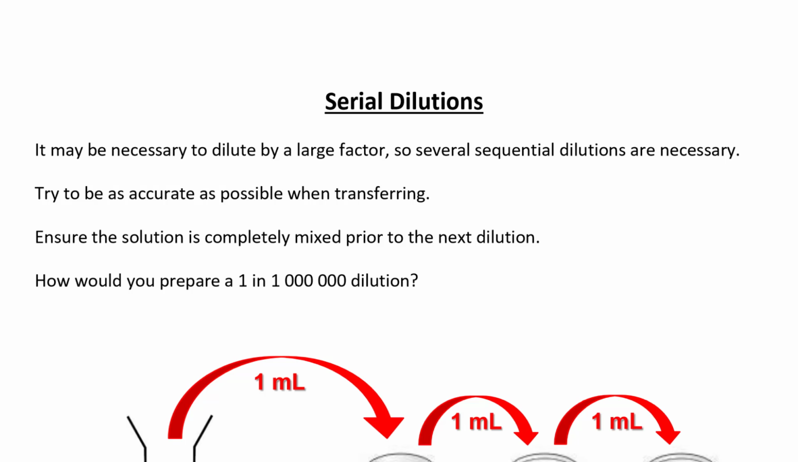So at the end of last lecture, I spoke about doing a 1 in 1 million dilution. Sometimes we have to make very large dilutions, a large dilution factor. As a result, we do several sequential dilutions in a row. We try to be as accurate as possible from start to finish. Any issues with measuring of our volume from one step to another will have huge changes in the end of a serial dilution. Also, make sure you mix completely prior to doing your next dilution. If your solution is not mixed, again, you will not have a proper final solution.